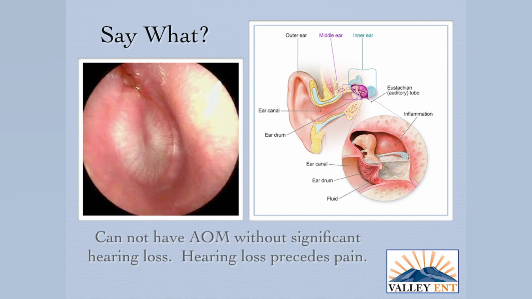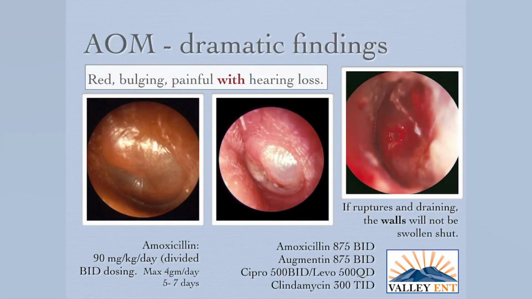And then that pain would diminish, and then we'd stay plugged for a while. And really, an acute otitis media is a 3-week event. It doesn't come and go. If they started with their problem 3 days ago and you're seeing them now, they should still have findings. It doesn't clear quickly. So here's some dramatic acute otitis media. They should really look like this, bulgy, painful, and with hearing loss.